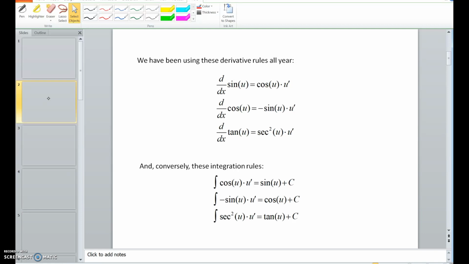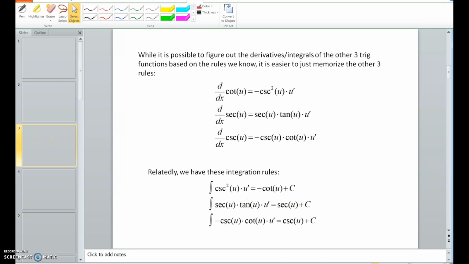So we have been using these derivative and integration rules for the three basic trig functions all year. They're up on the screen right now. We've been using them all the time. So this is nothing new. We've said in the past that it's nice to know the derivative and integration rules for the other three functions, cosecant, secant, and cotangent, but we haven't actually said that we need to memorize those. Because technically you can figure out the derivatives and integrals of those based on the other three rules, but at this point you just need to memorize them.